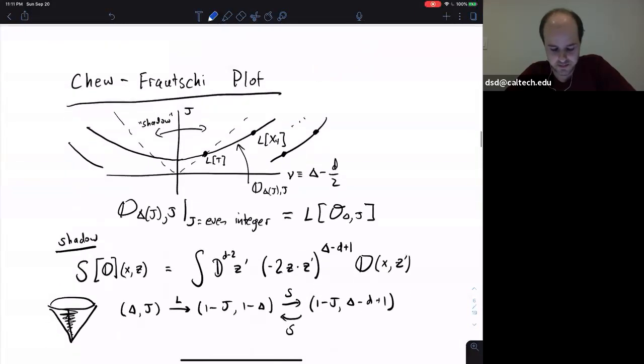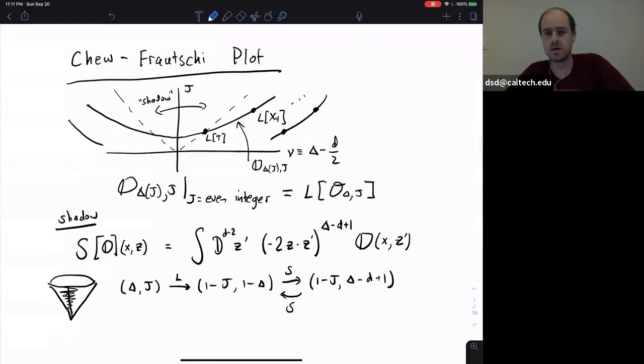Okay, so what is this larger structure that these detectors that are analytic in spin live in? One way to think about it is in terms of a Chew-Frautschi plot, where we plot the spectrum of a CFT in a kind of funny way. On the y-axis, we have spin j, and on the x-axis is delta. And it's useful to plot delta minus d over 2. I'm kind of abusing notation here. People usually define that as being i times nu. I'm going to just write nu for delta minus d over 2. So I apologize for that.